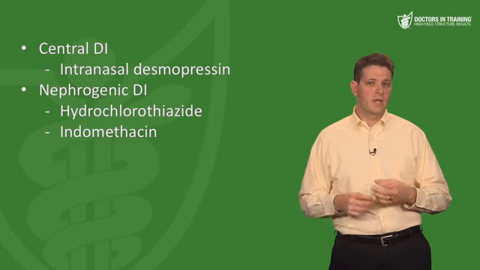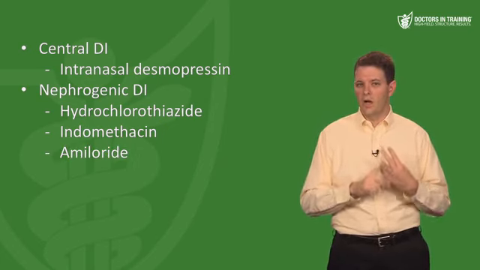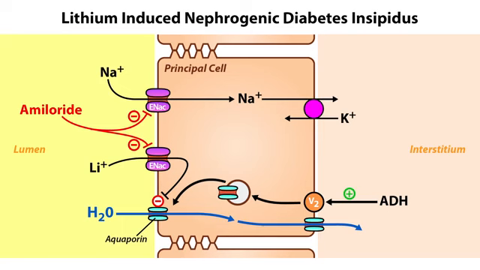And then if you're treating lithium-induced nephrogenic diabetes insipidus, the potassium-sparing diuretic amiloride is also particularly helpful. Amiloride blocks the sodium channels that lithium uses to enter the principal cell. So sometimes when you have a bipolar patient who really needs lithium, but he's getting diabetes insipidus from it, you can add some amiloride and that'll allow the patient to stay on lithium.